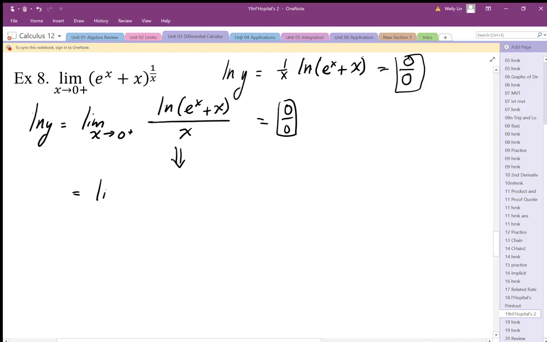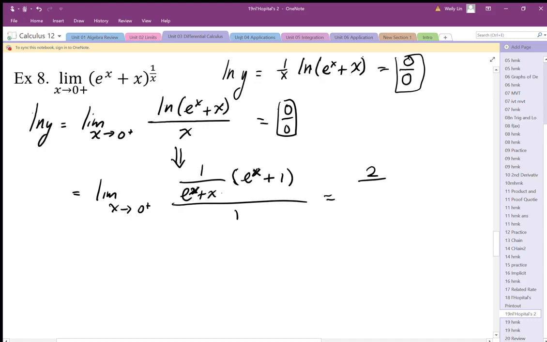So this is equal to the limit as x goes to 0 from the positive side of 1 over e to the x plus x. Apply the chain rule. The derivative of e to the x plus x is e to the x plus 1. That's my numerator. My denominator is 1. I can plug in here. I'm going to get 1 plus 1 in the numerator, so 2 over 1 plus 0, which is 1, and that's all over 1 itself, which works out to be 2. So we know that log y equals 2. That means that y equals e squared.